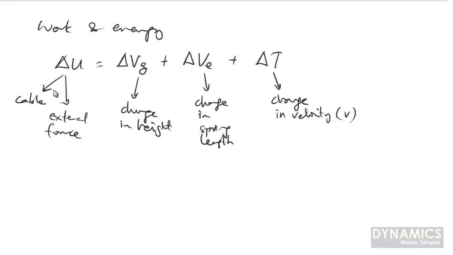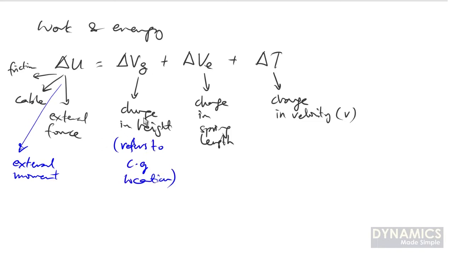In rigid body analysis, I missed another one here from friction as well. For a rigid body, we have an additional term, which is external moment. We can have work done coming from external moment. In terms of change in gravitational potential energy, we still use the same equation. However, to be more specific, when we say change in height, it refers to the CG location, not just any position. So we'll be referring to components with masses, and these components will have their own CG location, and the change in the height will be referring to this CG location.